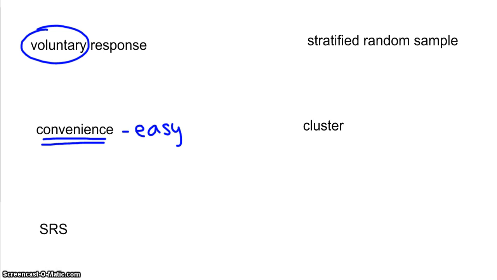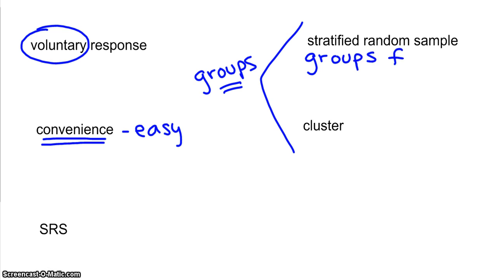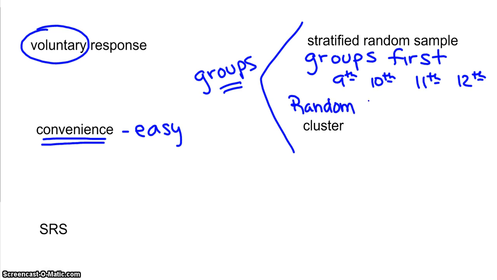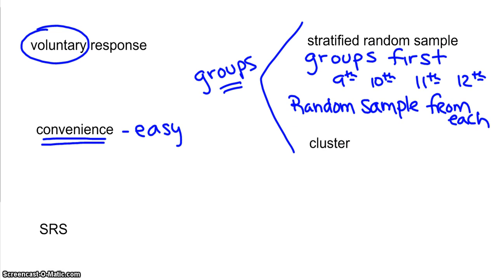Stratified and cluster are very similar because with both of them, what you're going to do is break them into groups. How they differ: with stratified, we break them into groups first. For example, we think there's some similarities in these groups, so maybe we talk about 9th graders, 10th graders, 11th graders, and 12th graders. And then what we do is we take a random sample, and we'll talk about that a little more in a second, from each. So I'm going to take a random sample of 9th graders, 10th graders, 11th graders, and 12th graders. So that's what we do when we have a stratified random sample.